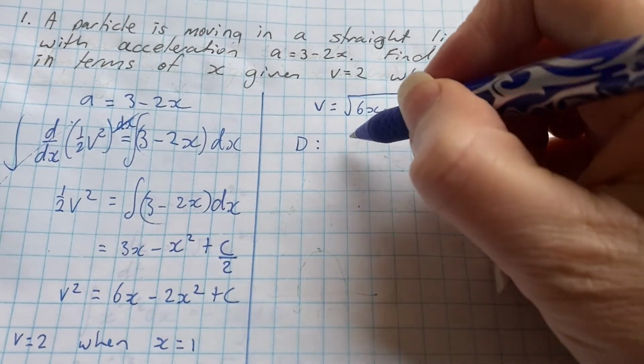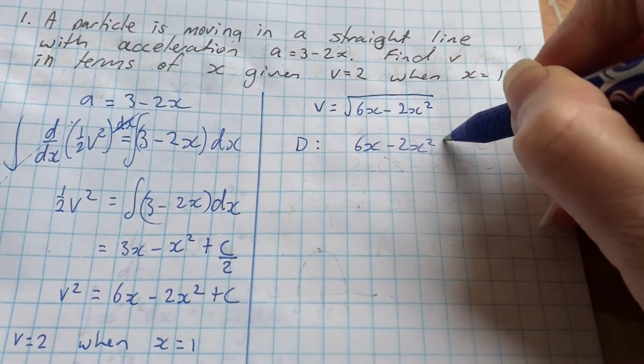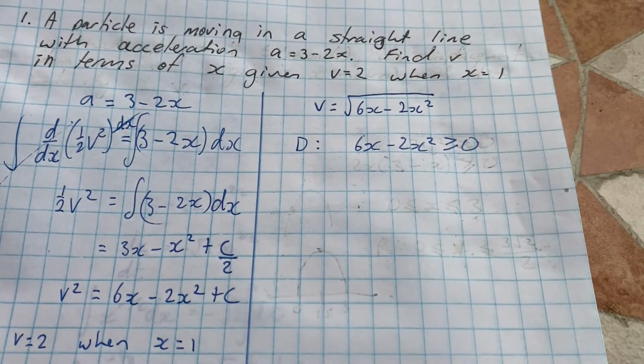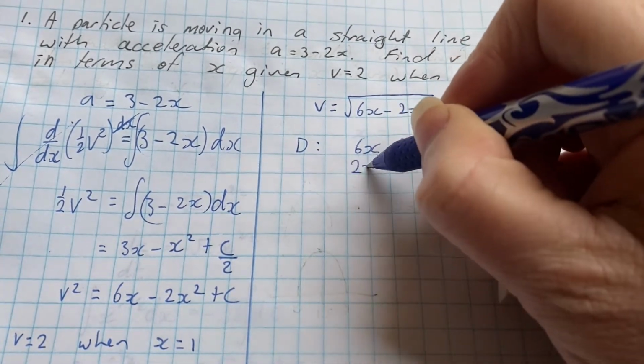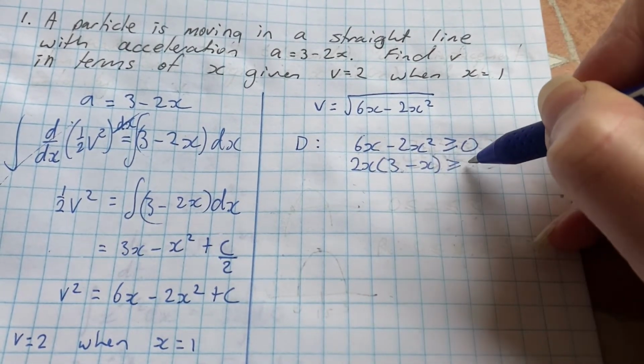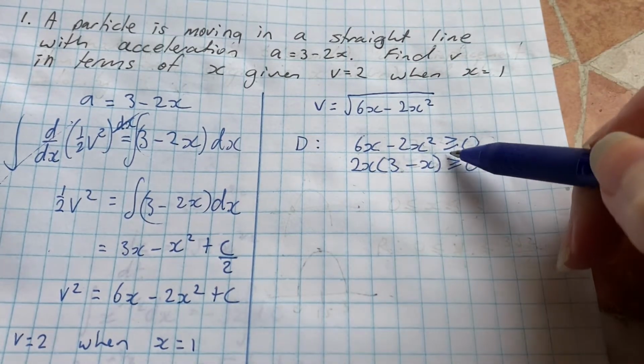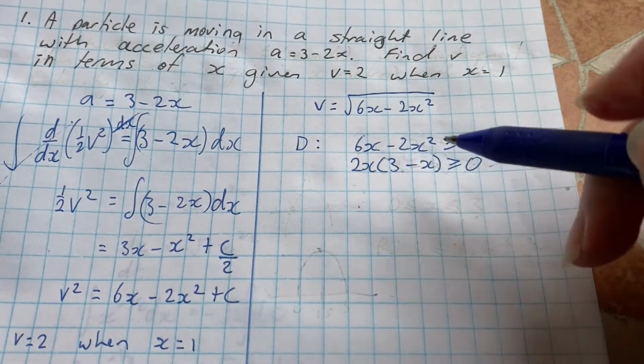Although we've actually answered the question at this point, I did also want to consider the domain and the range of the function. So for the domain, the thing under the square root must be greater than or equal to 0. If I factorize that, I've got this function. Now that is a parabola, of course. It'll be a concave down parabola.